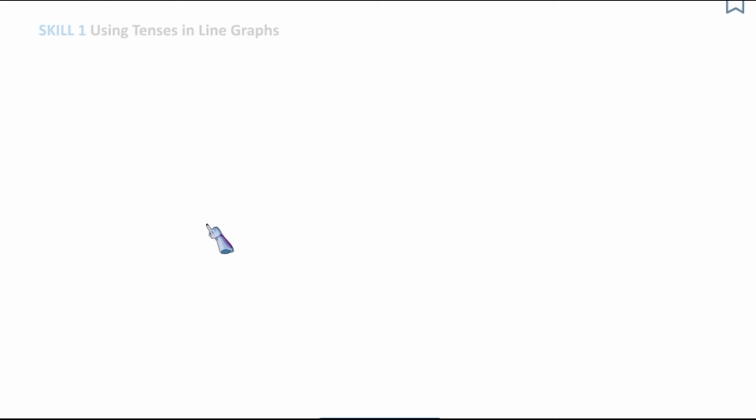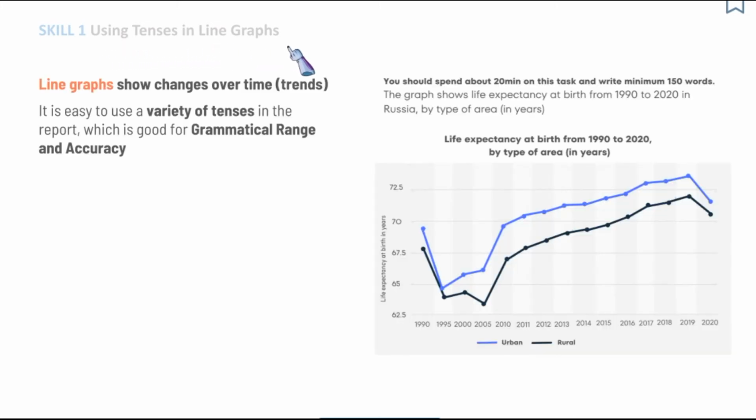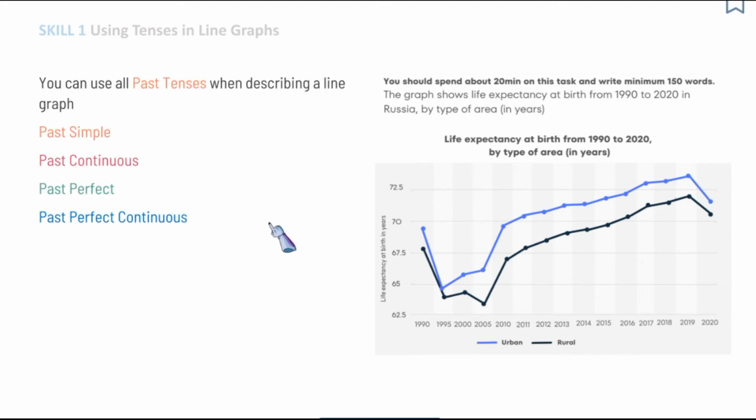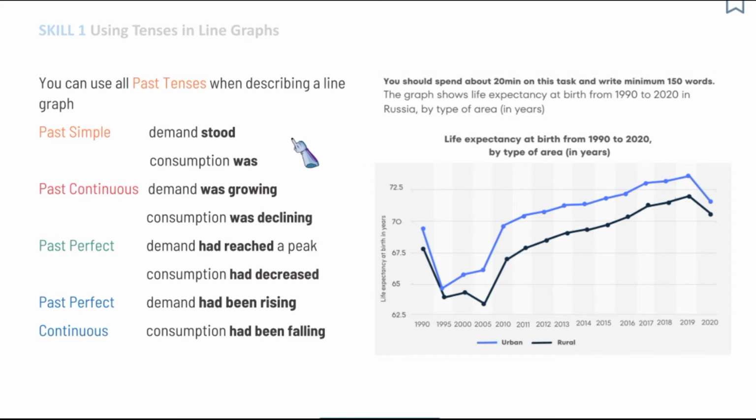Okay, I want to remind you that in this video we are talking about the skill of using tenses in line graphs. So we have already discussed that line graphs show changes over time, and that's why it's so easy to use different tenses in them. So which tenses can we use in line graphs? Well, we can use all past tenses actually. Past simple, past continuous, past perfect, and past perfect continuous. Let's talk about them in detail.